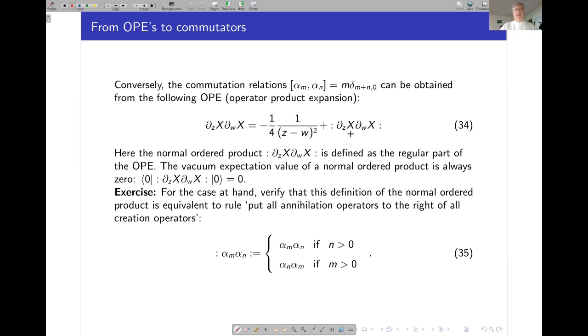Okay, I don't want to review the details, but this operator product always has a singular part, and this is the part interesting for the correlation function if we sandwich this operator product between two ground states. And then it also has a non-singular part. Non-singular refers to the limit where Z and W coincide. And this is the normal ordered product. This is one way of defining normal ordering of operators in a quantum field theory. And in the example at hand, it coincides with the more conventional definition of putting all annihilation operators to the right of all creation operators.